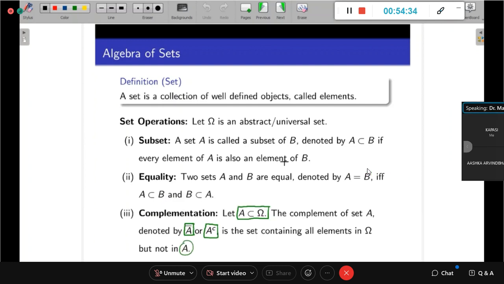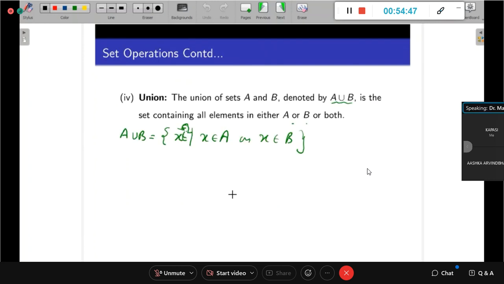Now complement, I hope it's very clear. A is a subset of omega, the universal set, and if you collect all the possible elements in omega which are not part of A, that is known as the A complement. Union: if you take any two sets, it will collect all the possible elements from each one of them. You collect the elements from A as well as B and put them together, that is known as the union of the two sets. In some cases, it's also known as sum.